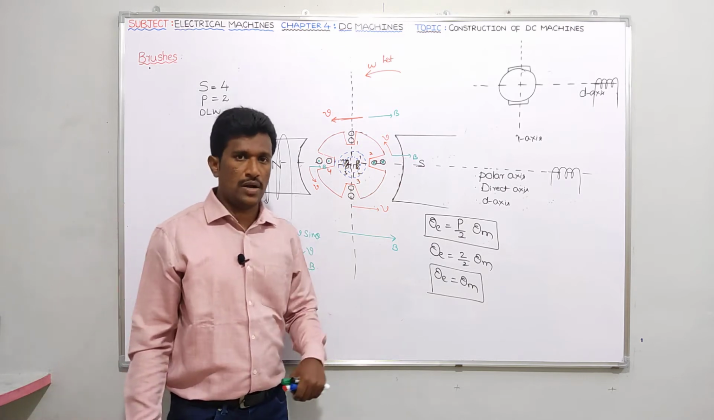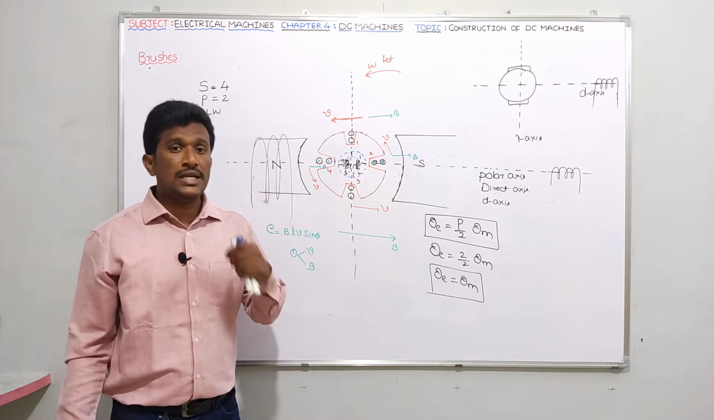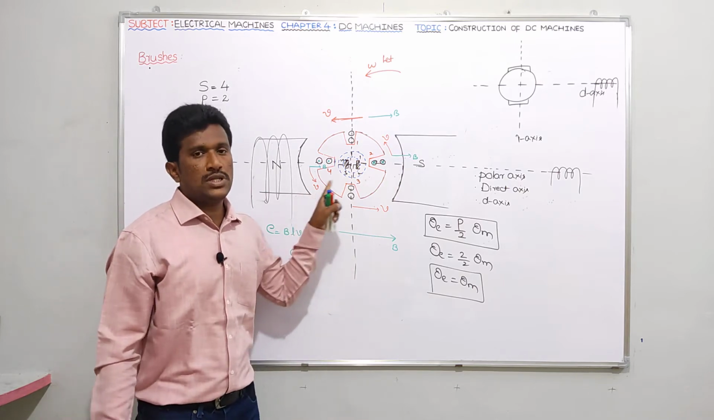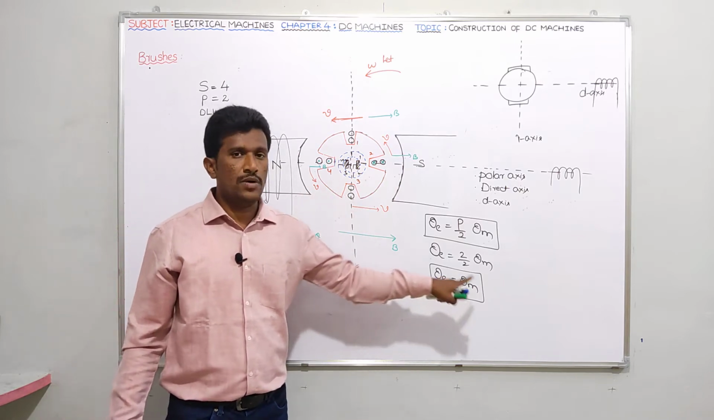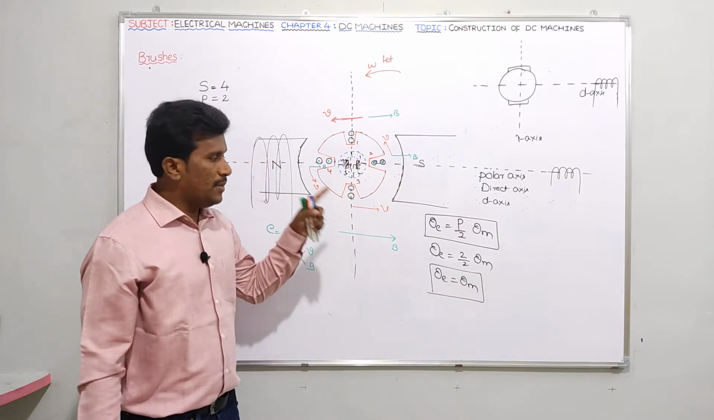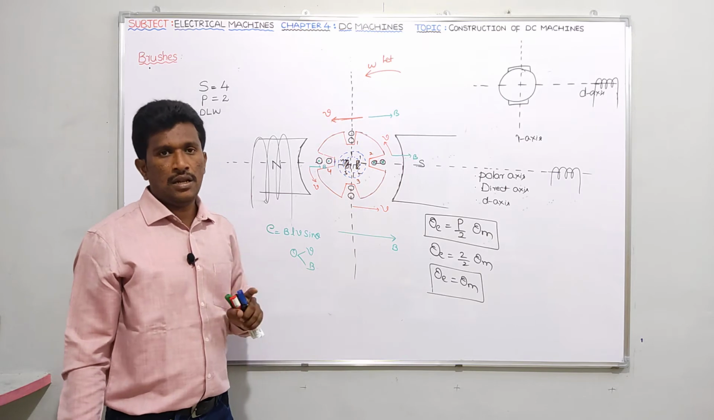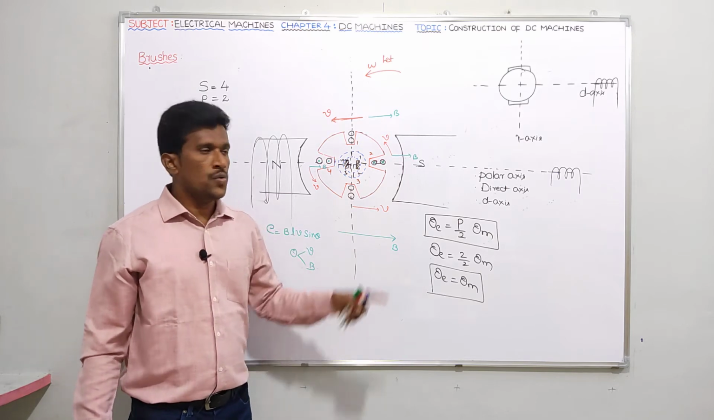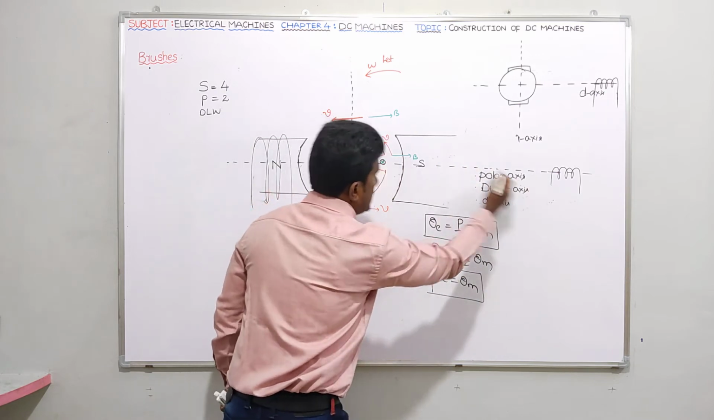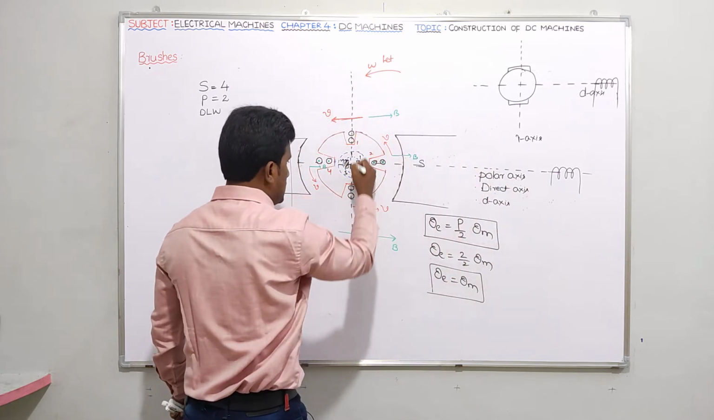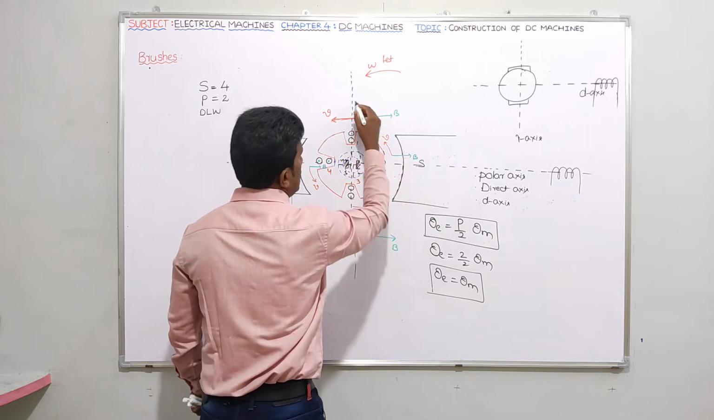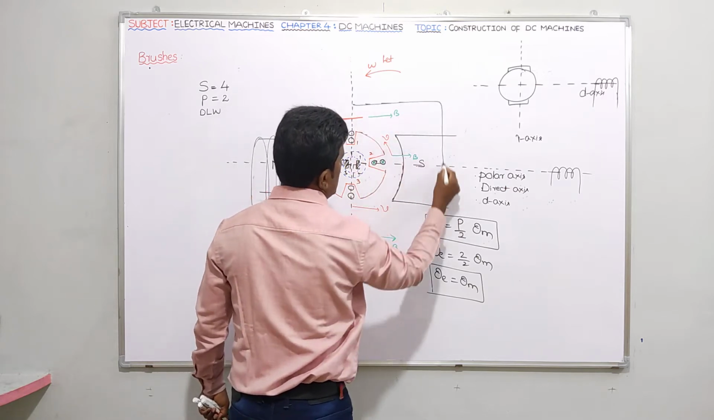Quadrature axis is the one which makes 90 degrees electrical with respect to the D axis. In this example, since poles are 2, electrical angle will be equal to mechanical angle. So please tell me, what is the 90 degrees mechanical angle or 90 degrees electrical angle with respect to the D axis? This axis is making how much angle with respect to the D axis?